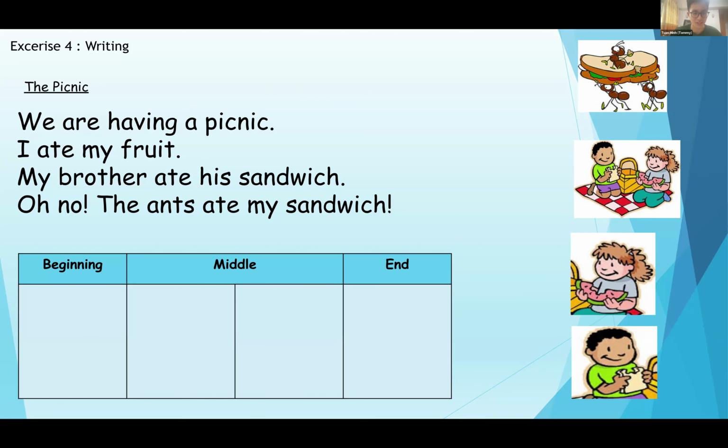Thank you, y'all. And now let's summarize the story by filling in each column here, which is the beginning, middle, and the end. We're having 4 sentences here. Now let's clarify into this column. Now the beginning, which is the sentence that is the beginning of the story. Is it the first sentence? We have a picnic.